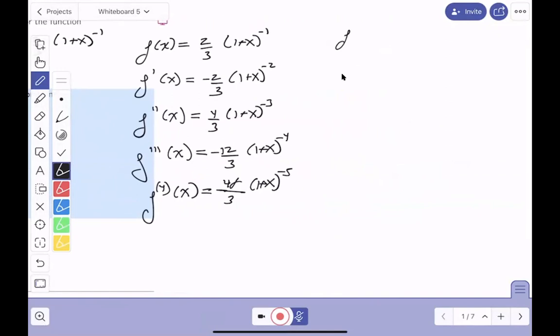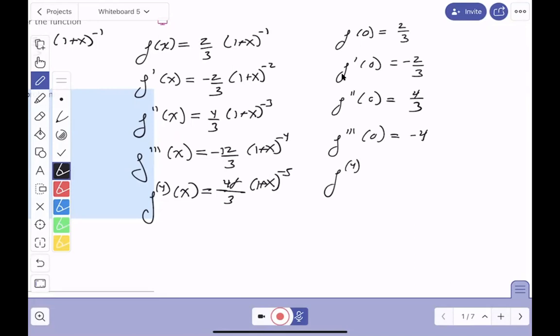So what's f of 0? Well, let's see, that's going to be 2/3. What's f prime at 0? That's minus 2/3. What's f double prime at 0? That's 4/3. What's f triple prime, that's the third derivative at 0? Well, looking at it, I'm going to simplify, that's minus 4, right? And then if I went to the fourth one at 0, well, that'll give me 16. All right, I think you get the idea that this could go on for a very long time.